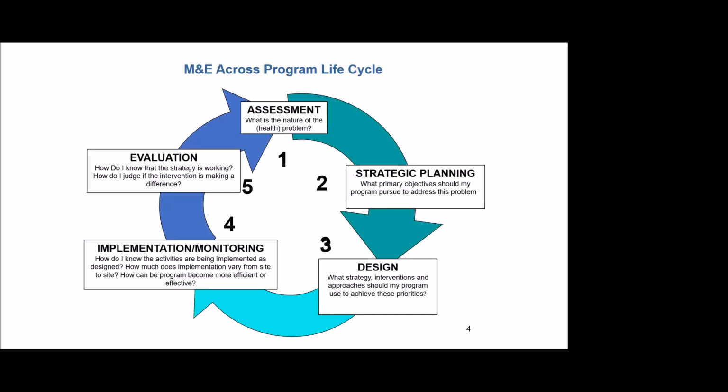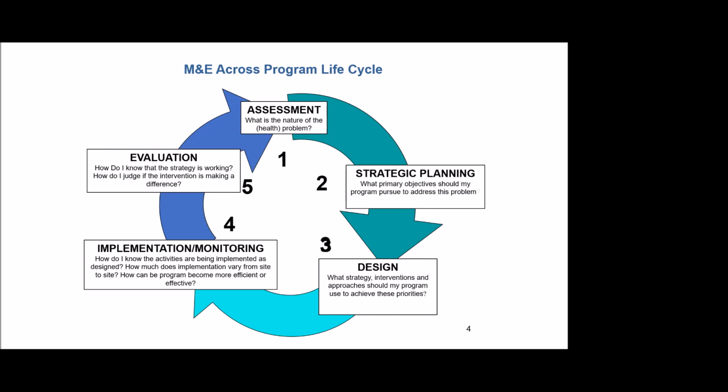So I'll talk now about the program life cycle. Of course, monitoring and evaluation occurs right through the program life cycle. You have phase one, the assessment stage, when you're trying to find out what's the nature of the problem. And then you go to strategic planning, where you're trying to find out what primary objectives the program should pursue to address the problem. And here is where you're deciding on your SMART objectives, your goals. You're doing your human-centered design to figure out what users' experiences are, and what users' perceptions are regarding how a particular problem can be addressed.